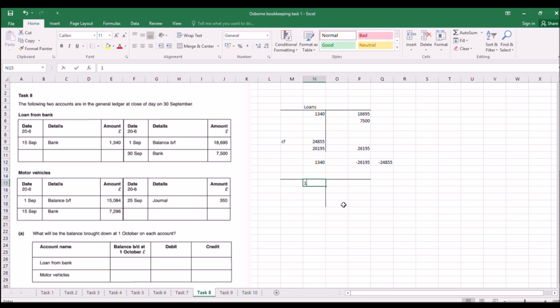Okay, so balance brought forward. The value of the asset at the start of the period is going to be that. We're going to have a journal, and in this journal, the credit, the reduction in value, is the depreciation charge for the year.